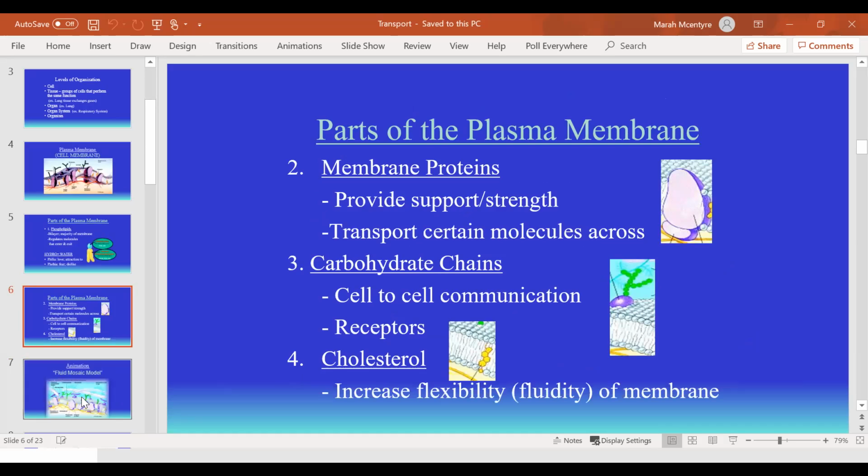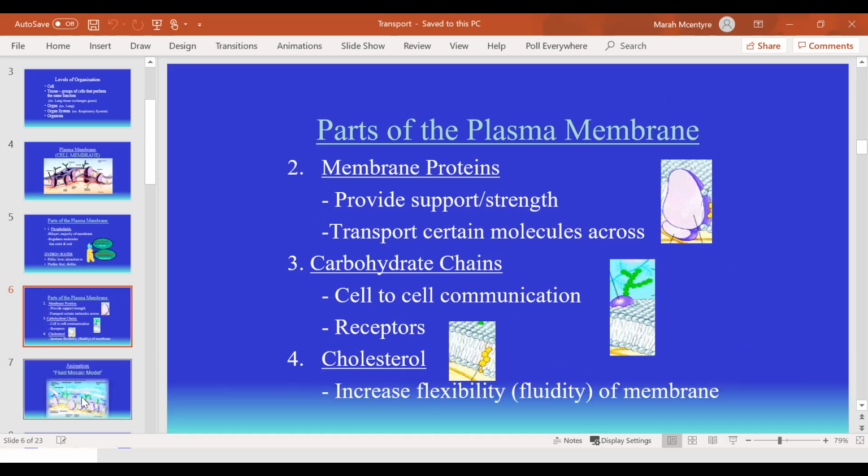The next part of the plasma membrane is our membrane proteins. These are going to provide support and strength. And if you think about when people go to the gym and work out to get strong, you know, they try to eat a lot of protein. So that might be a good way to help you remember that this adds some strength to our plasma membrane.